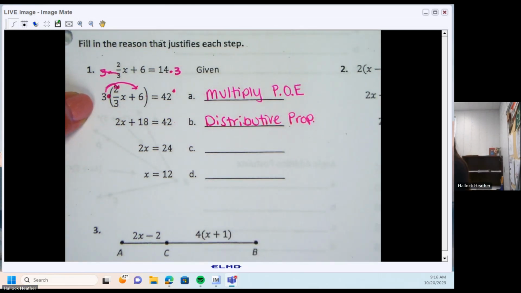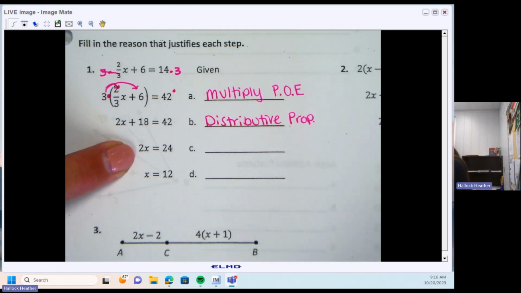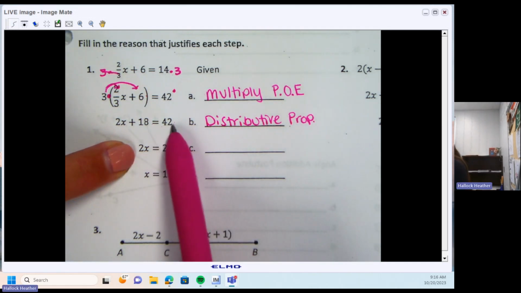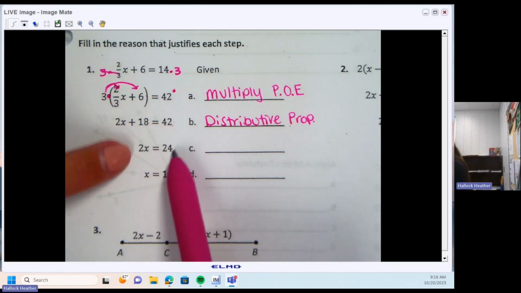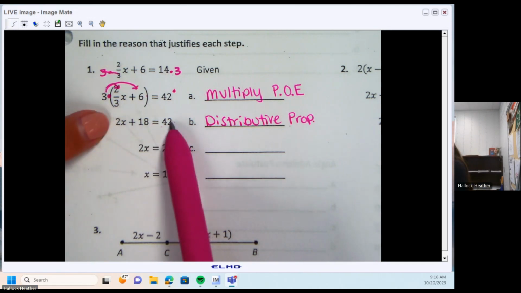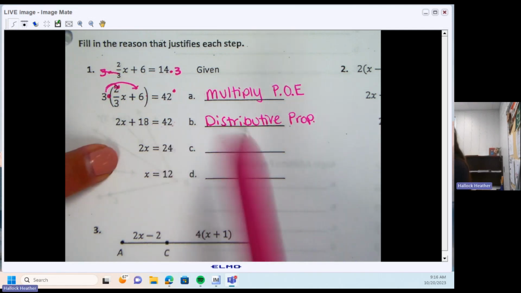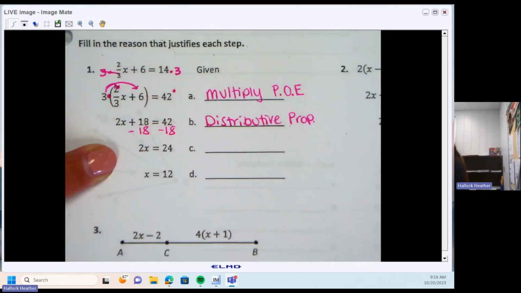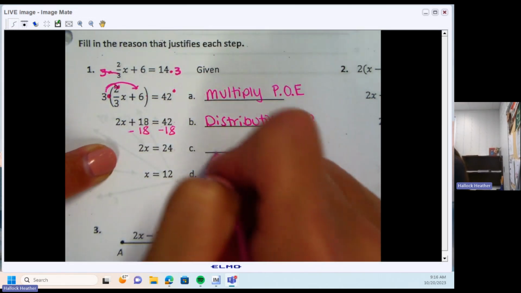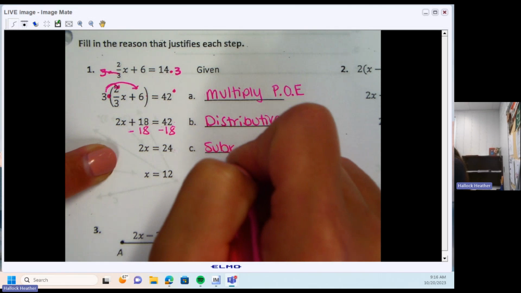Distributive prop. Now from here to here, notice that this side went from 42 to 24 and the 18 is gone. So what did I do to go from this step to this step? Subtract. So this is subtraction property of equality. And if you need to fill in the math between the steps, you can. It'll help you. So this is subtraction property of equality.